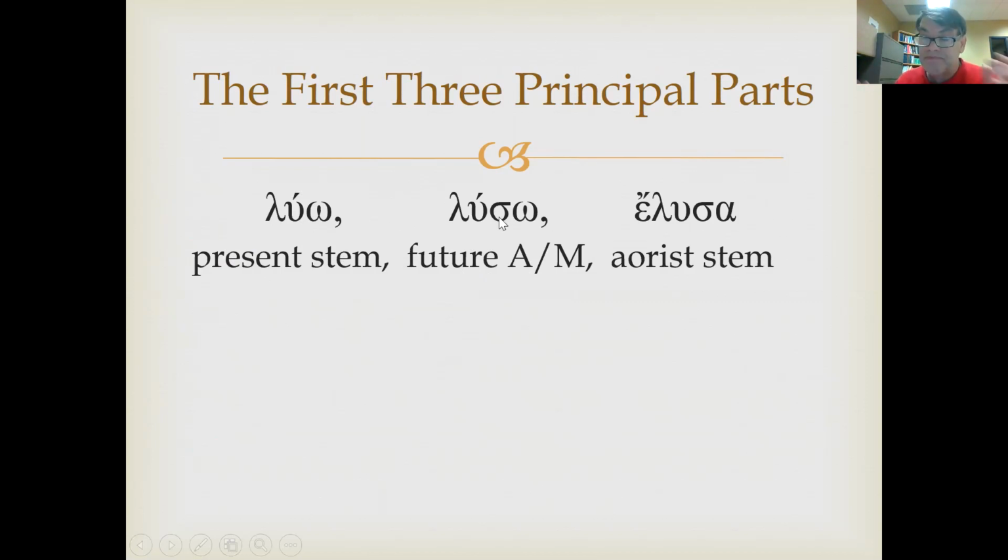And then the future stem adds a sigma, which is actually fairly easy to remember. Of things to remember in Greek, that one's pretty easy. The future adds a sigma. And then there's the same ending. See the same ending? So the second stem tells you the future stem. It can be irregular.